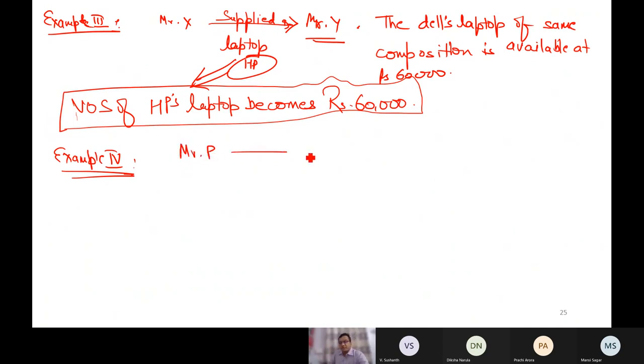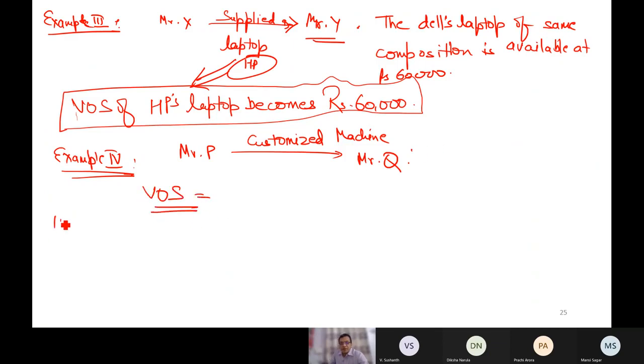Mr. P supplied a customized machine to Mr. Q. That's it. The question says, how will you determine the value of supply?